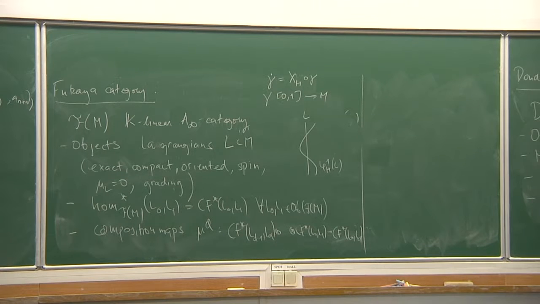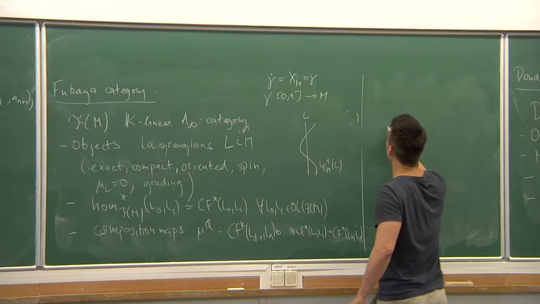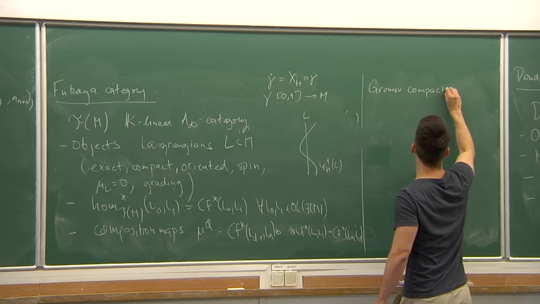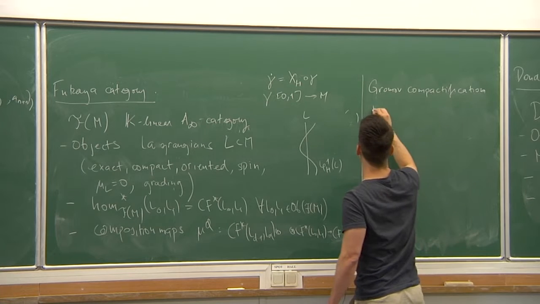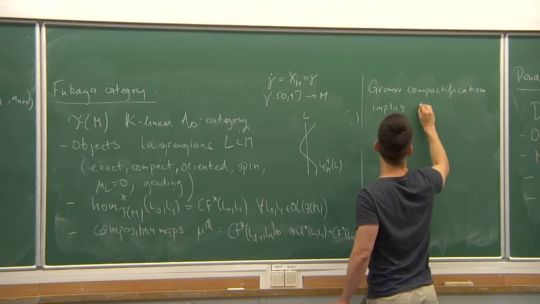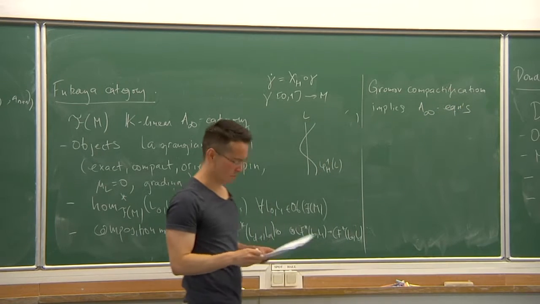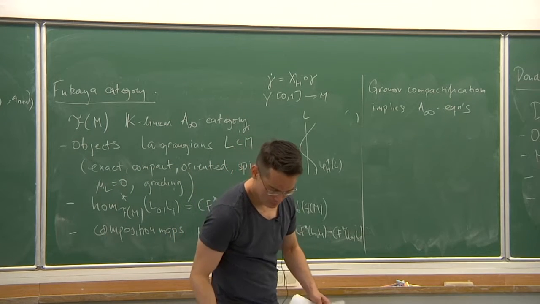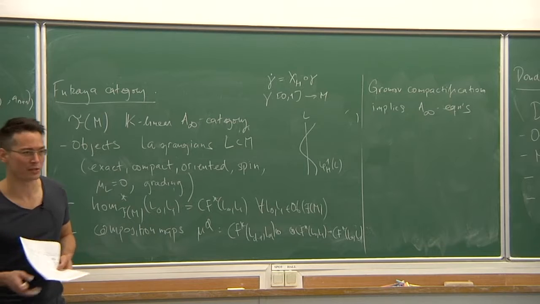And this is precisely due to the fact, by considering the Gromov compactification of these one-dimensional moduli spaces. So maybe I'll just write: Gromov compactification implies A-infinity equations. Okay. Great. So this is basically the definition of the Fukaya category in possibly the simplest case.